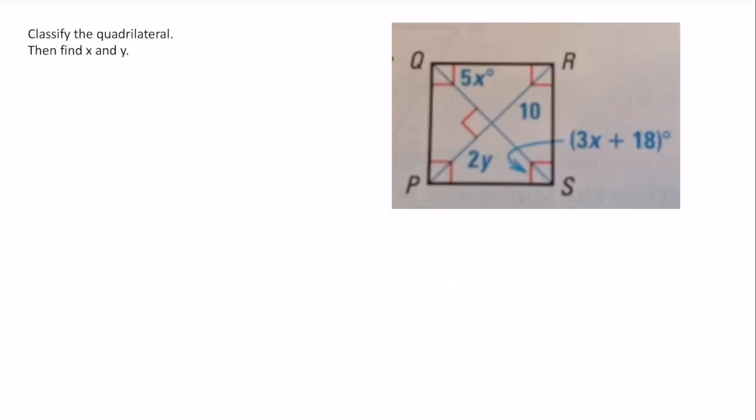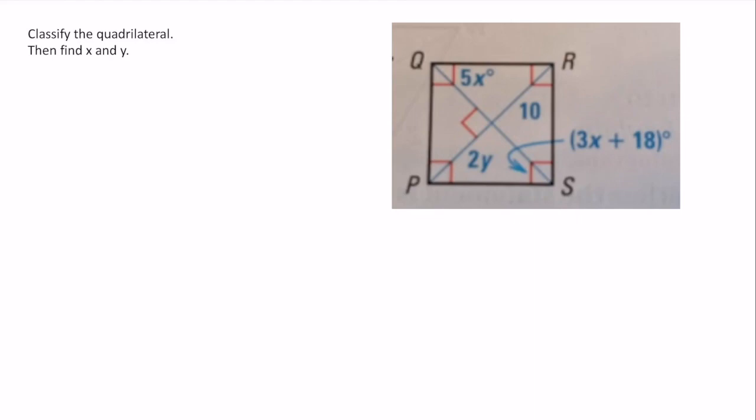Look at a couple more questions where we're classifying shapes and then applying the properties that we know about them to figure out what they're asking us. So classify the quadrilateral, then find X and Y. All right, so what do we know? Well, right away I see that all the interior angles are 90 degrees. So that means this shape has the qualities of a rectangle.